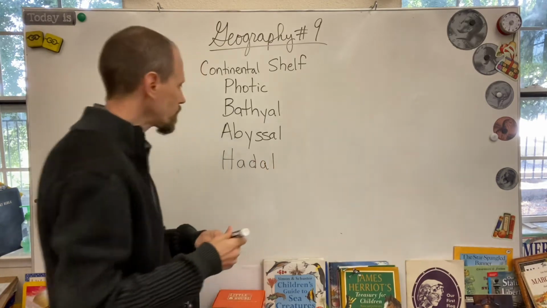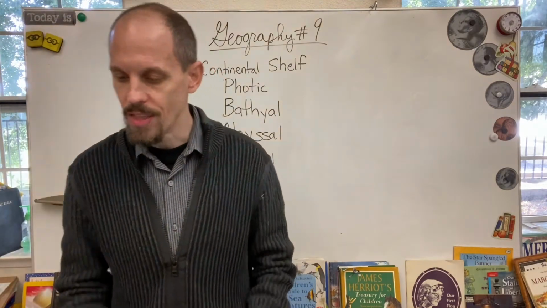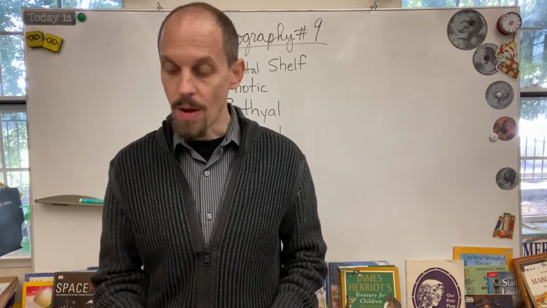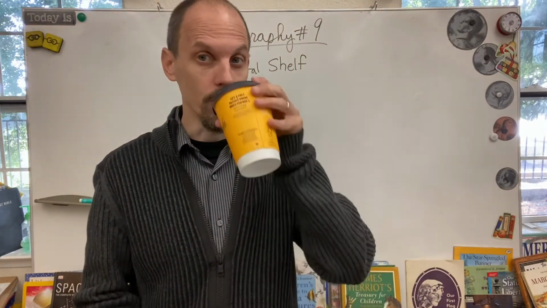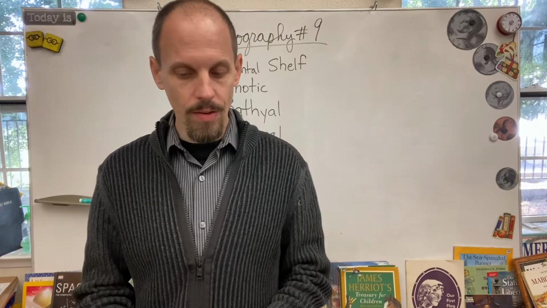Hadal. All right. Now, the deepest trenches in the ocean, this zone is found from a depth of around 20,000 feet to the bottom of the ocean. 20,000 feet. That's more than 4 miles. That's crazy, right?